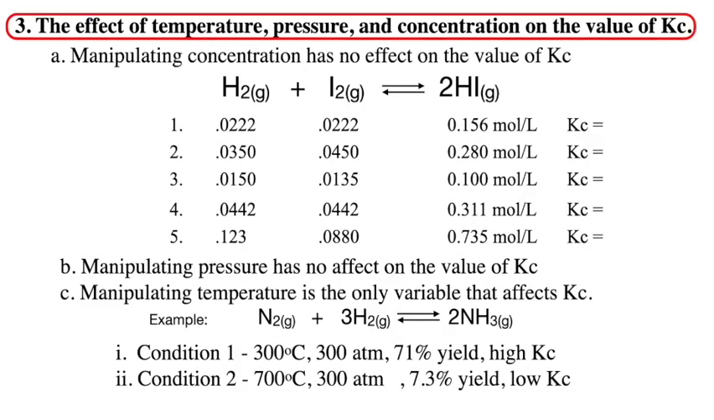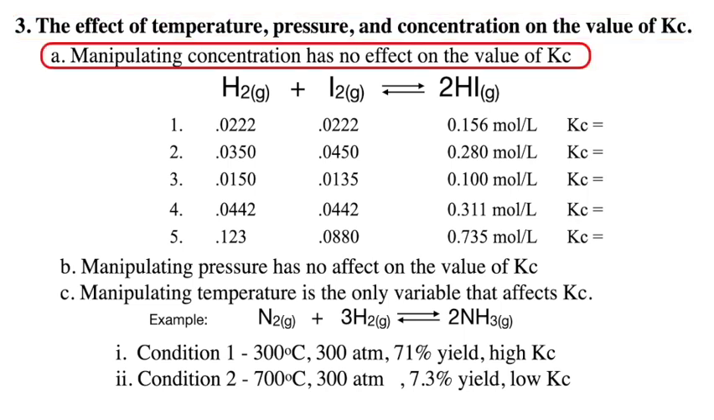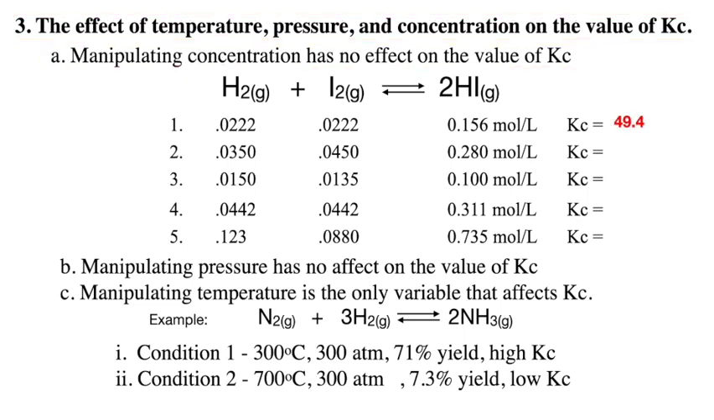So how does temperature and pressure and concentration affect the value of Kc? Remember back in lesson 1, Kc equals products over reactants? Well, if I was to do the math on this equation right here, I would take 0.156 squared divided by H2 and I2, the 0.0222, I would get a value of 49.4. Now look at the second one. The concentrations have all shifted, but when I do the math, I'm still getting 49.8. Might have some rounding errors in there.